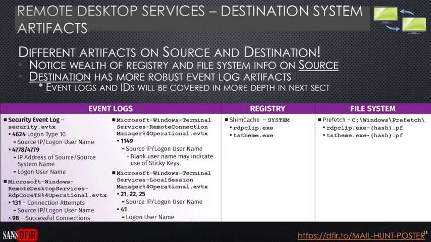But if you also look on the registry side and the file system, one of the ways you can always tell that someone has remote desktopped into the system is the execution of rdpclip.exe and tstheme.exe, in both the prefetch and the shimcache. Both of those will exist if the system has ever accepted a remote desktop session, which is really cool.